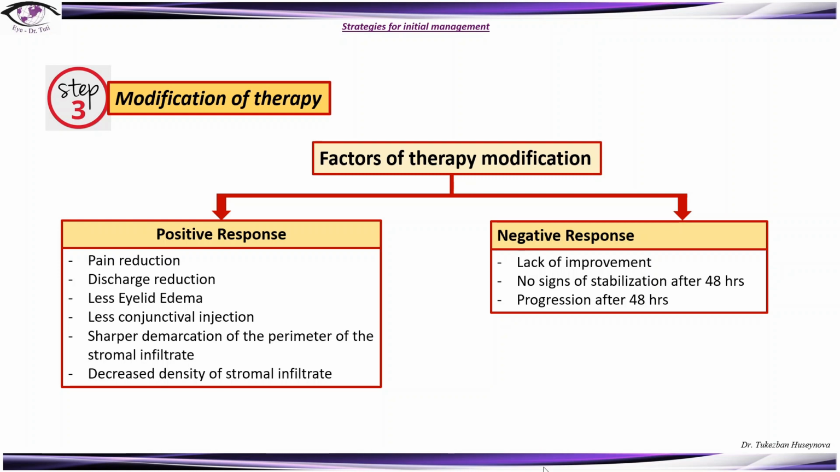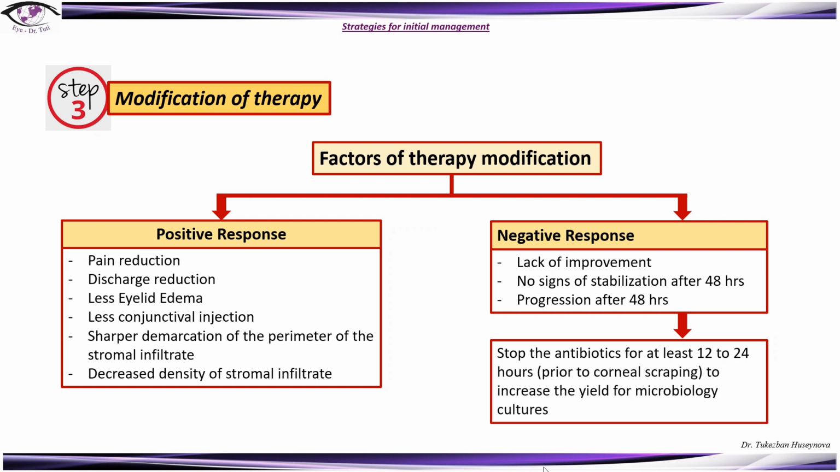And a negative response is when there is a lack of improvement, no signs of stabilization after 48 hours, and progression after 48 hours. This is very important. So based on a positive or negative response, you can modify your therapy. In case of a negative response, you have to stop your antibiotics for at least 12 to 24 hours prior to corneal scraping, and then you re-evaluate and send the new corneal scraping again for laboratory analysis.